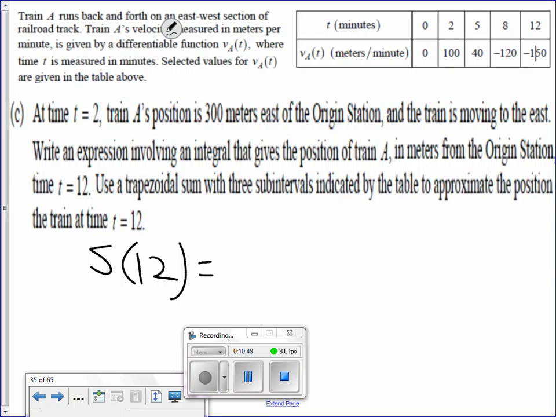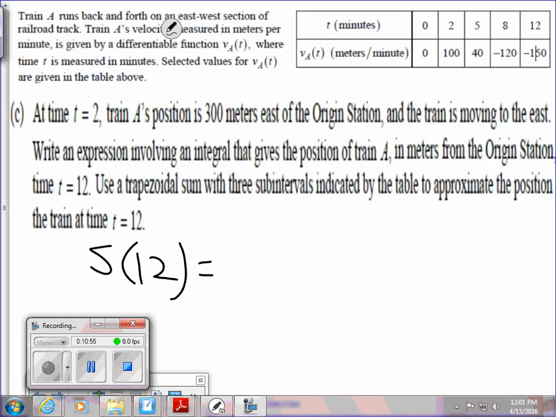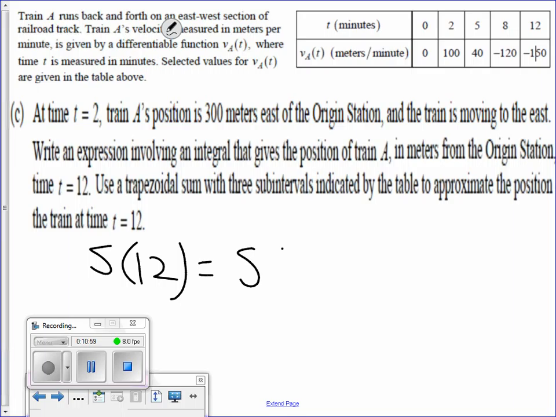And we want to use a trapezoidal sum. Okay, the first thing they gave us is that at time 2, its position is 300. So that's your starting point. So the position at time 12 equals the position at time 2 plus, how are you going to get the change in position? The integral of what, from 2 to 12, of the velocity there.